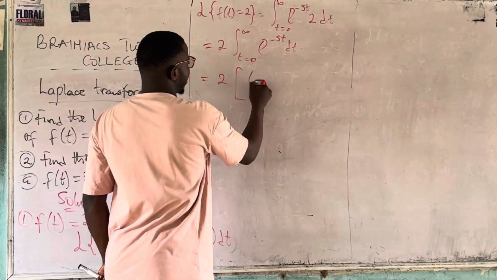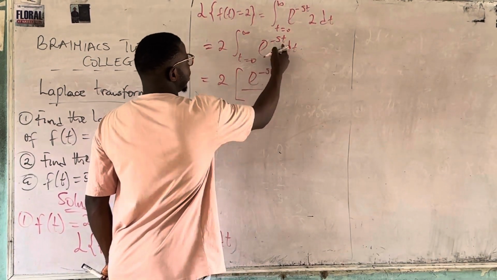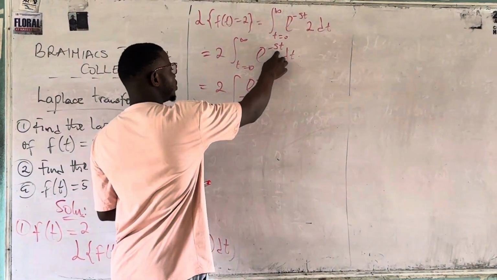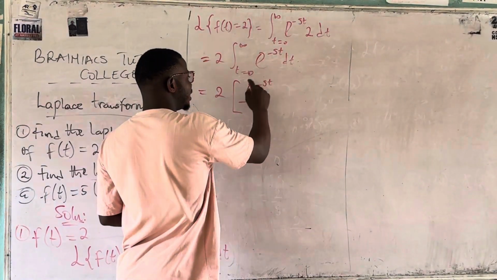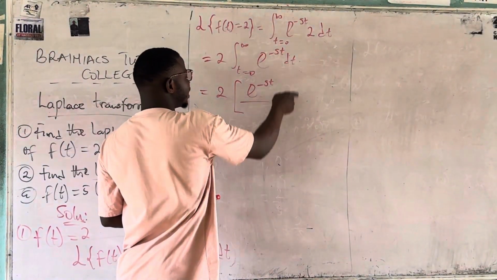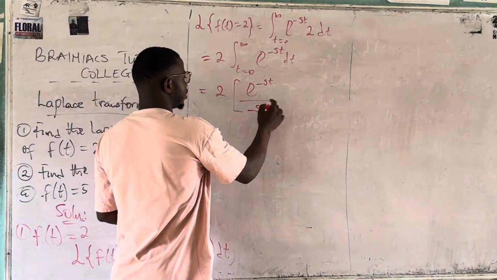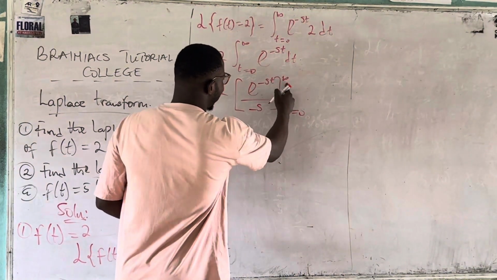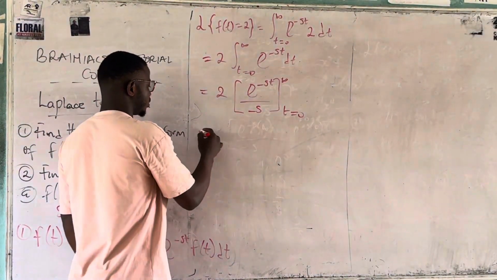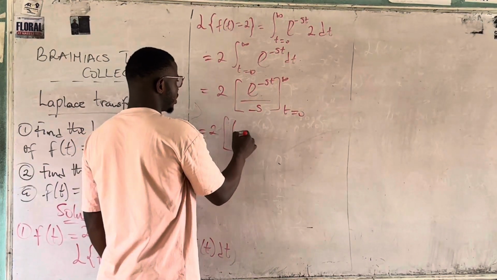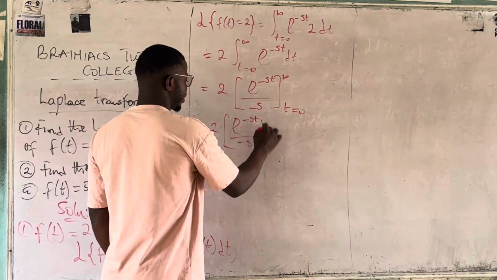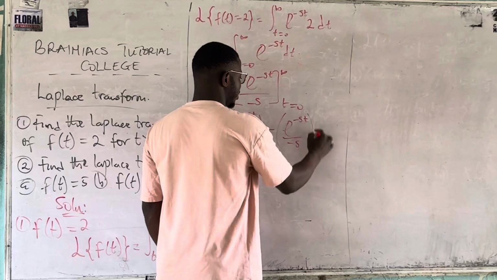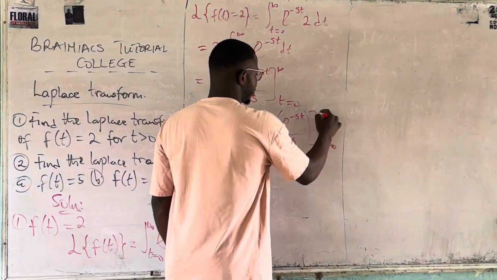This will give us exponential minus st over... This is an exponential function, so to integrate an exponential function, we differentiate the exponent, the power, with respect to t. Because we are integrating with respect to t, we differentiate minus st with respect to t. That will give us minus s. Here we have t from 0 to infinity. The infinity is the upper limit, while 0 is the lower limit, so we need to write this in two places. That will be exponential minus st over minus s in the first bracket, minus exponential minus st over minus s in the second bracket. We are subtracting the lower limit from the upper limit.